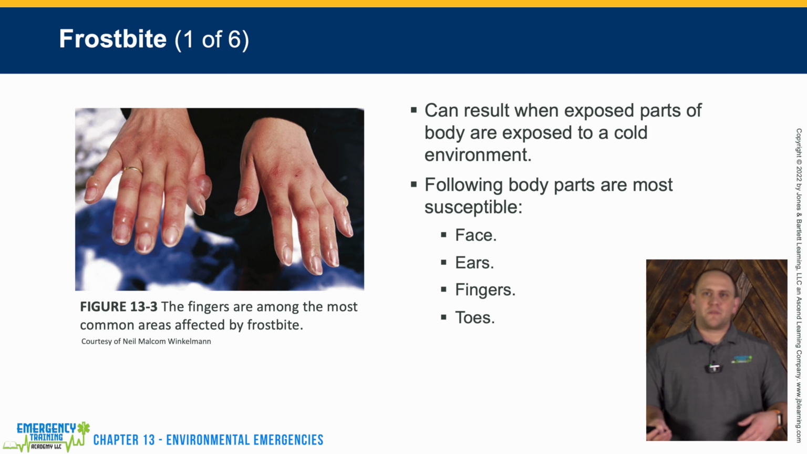On the other end of the spectrum, we have our cold injuries. The first cold injury that we're going to talk about is frostbite. This can occur when body parts are exposed in a cold environment. Normally we're going to see it in those exposed areas: our face, our ears, our fingers, and sometimes our toes. Most common are going to be our fingers, our nose, and our ears.